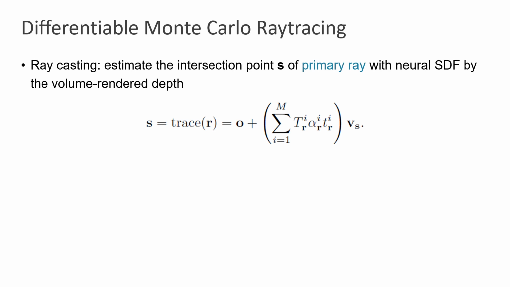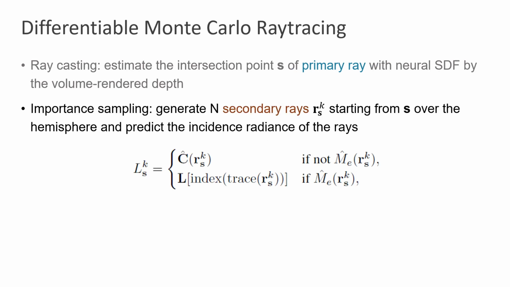Firstly, we trace the primary ray from the camera to intersect with the neural SDF field. The intersection point S can be estimated by the volume rendered depth. Then, according to the predicted normal and material parameters at S, we can importance sample n secondary rays starting from S by the GGX probability distribution.